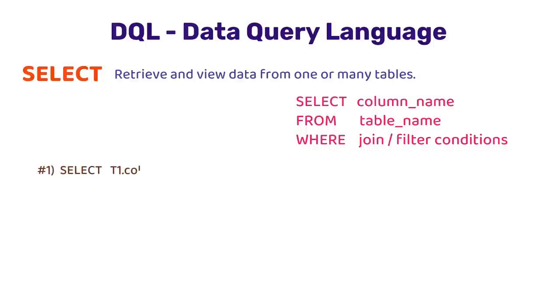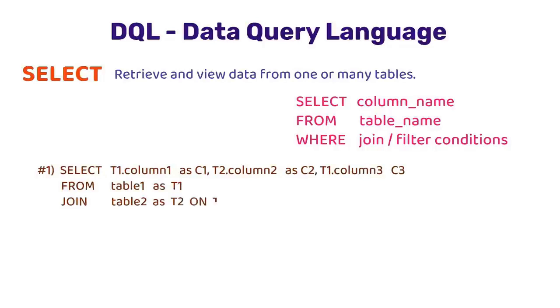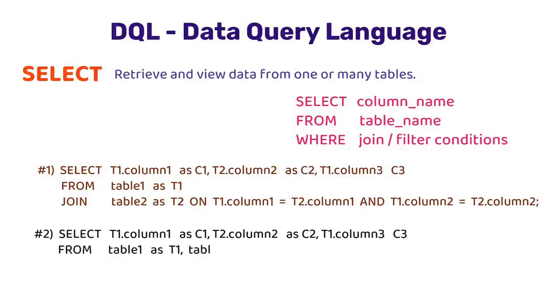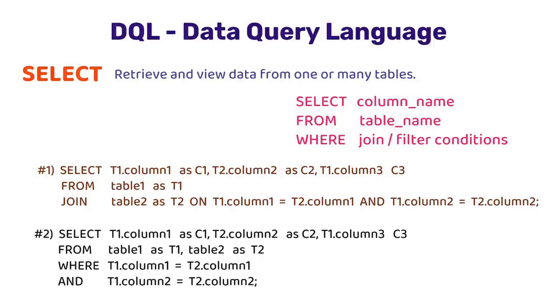There are 2 ways to write a select query. Number 1 is by using the join keyword. That is, by separating the multiple tables in your from clause by using the join keyword and then mentioning the join condition between these tables by using the on keyword. Number 2 is by using a comma separator. That is, by separating the multiple tables in your from clause by using a comma and then mentioning the join condition between these 2 tables in your where clause.